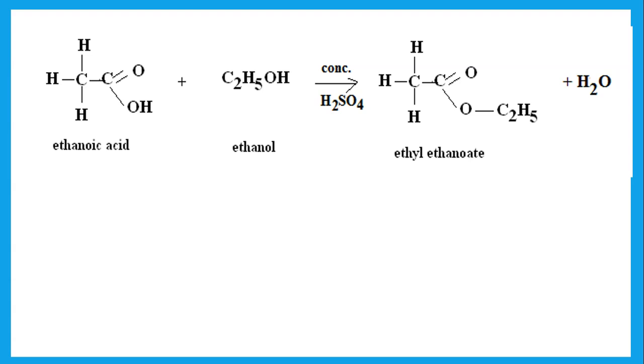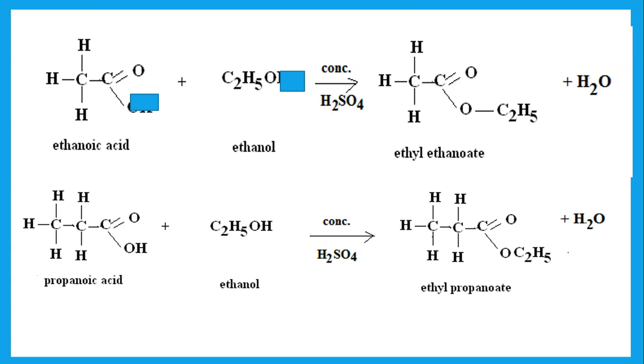How do we draw the ester? We start by drawing the acid. Notice that we drew the ethanoic acid on the left, CH3, C double bond O, and then we continued with the part of the alcohol, the C2H5. Of course, the other product is water. So when we're reacting it, we remove the OH from the acid, remove the H from the alcohol, and join to form the ester.